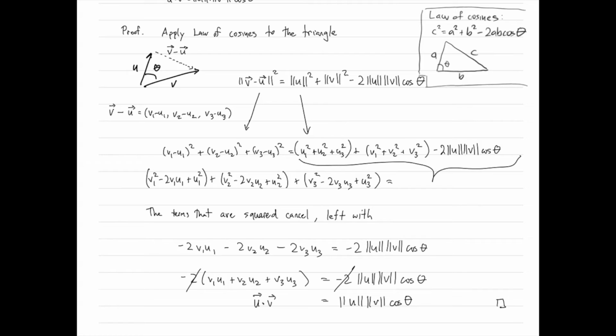and on the right hand side, what we're left with is negative 2 times the norm of u times the norm of v times cosine theta. So the negative 2's cancel out, and here we're left with the dot product. The dot product is commutative, so it's u dot v, and that is exactly what we were hoping to prove, that the dot product equals the product of the norms times the cosine of the angle between them.